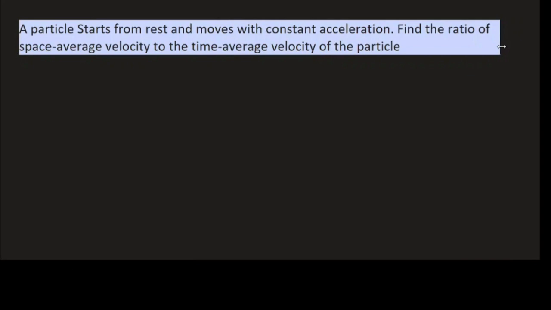Here is a very basic question from kinematics. Let's read the question, what it says. A particle starts from rest and moves with constant acceleration. Find the ratio of space average velocity to the time average velocity of the particle.